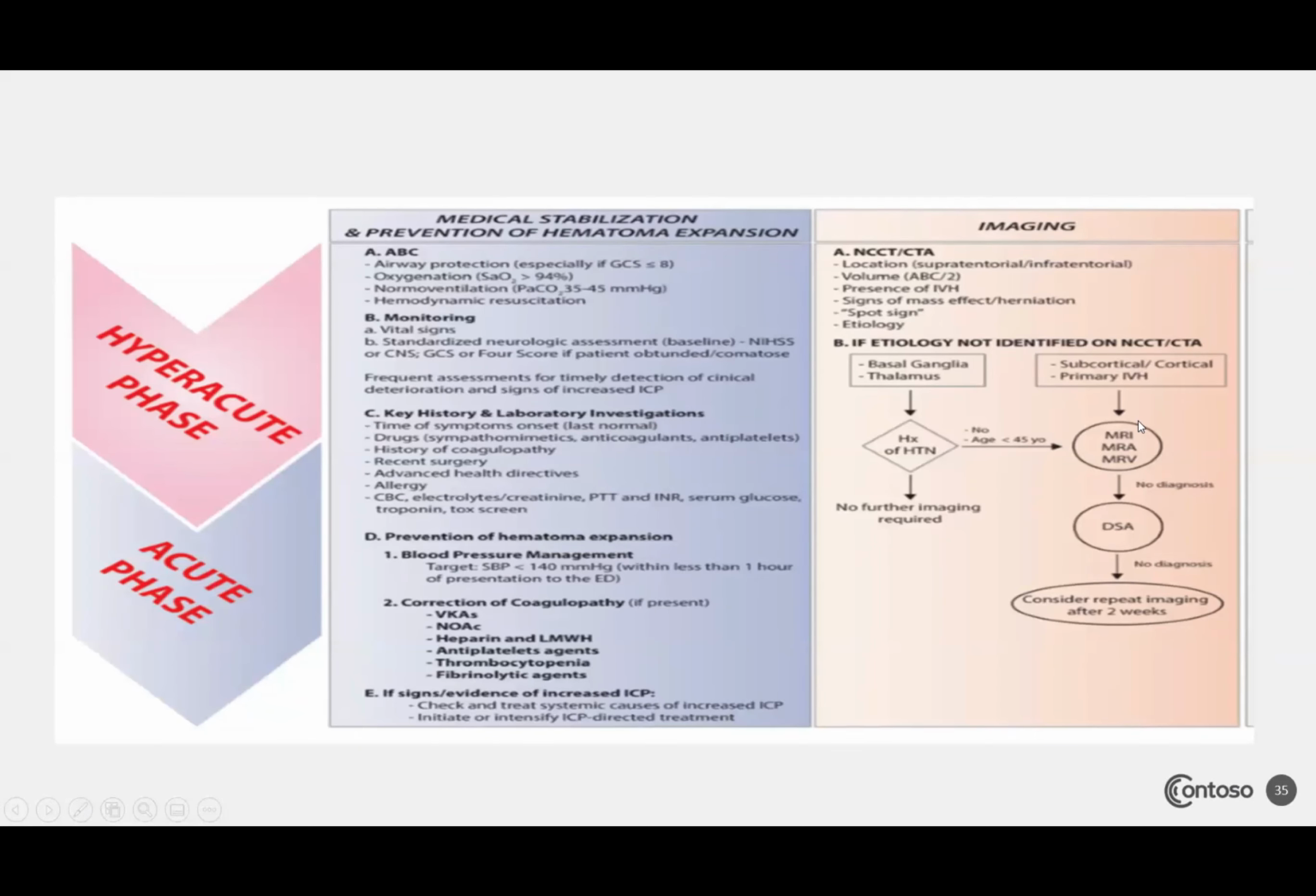Sometimes you will go for angio because you will see a vascular malformation and you want to embolize it, and sometimes there is nothing in the angio. So this is your imaging pathway.